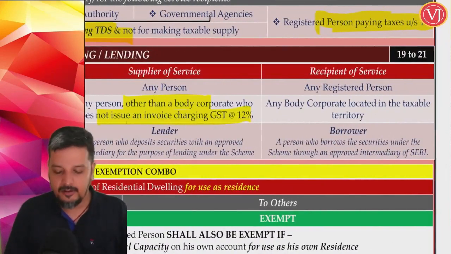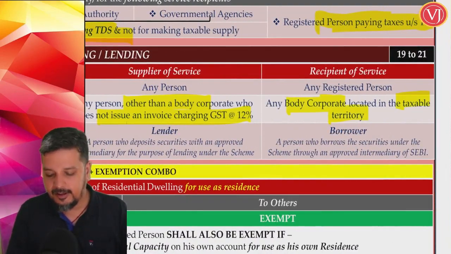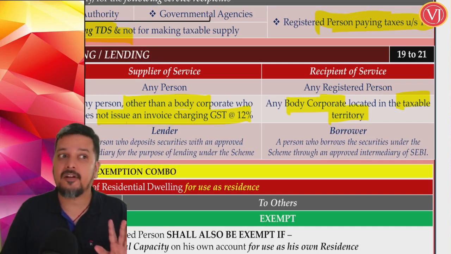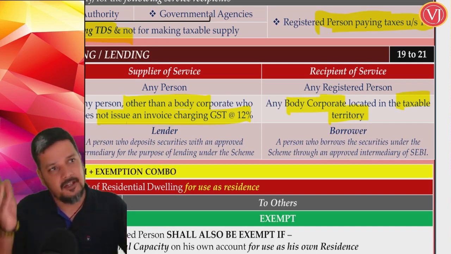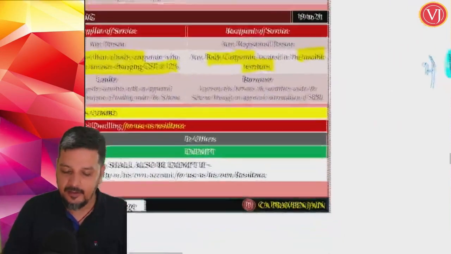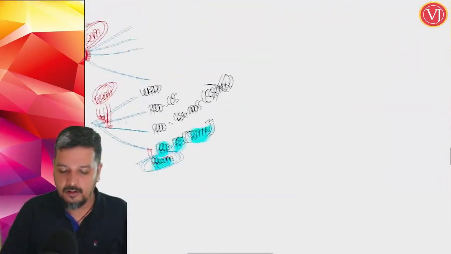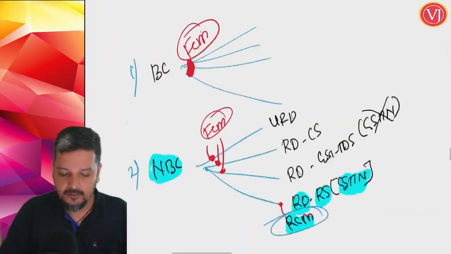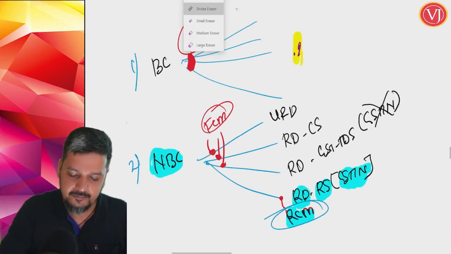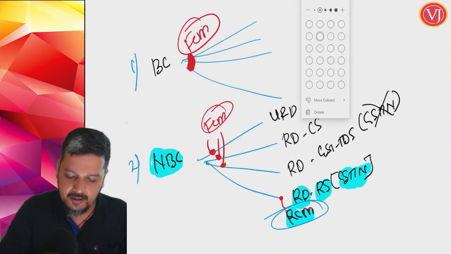Recipient should be a body corporate in the taxable territory. Recipient should not be registered, it should be a body corporate. If it is not registered, compulsory registration. Compulsory registration if it is under RCM. Now, whatever we have discussed was for what services? It was all for security services, correct? This example entirely was for security services.